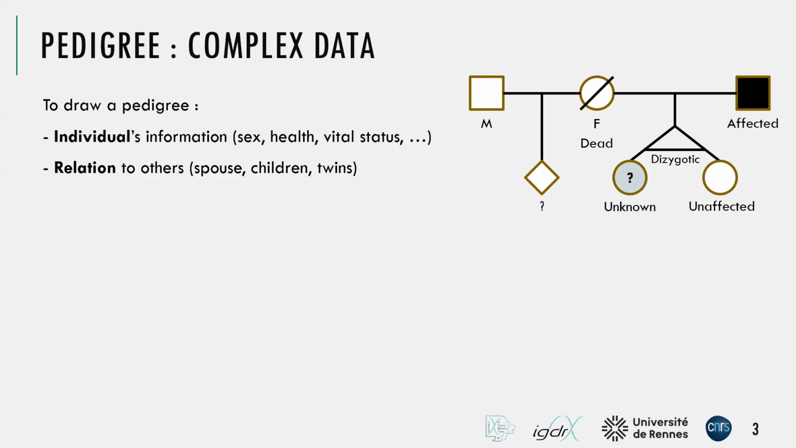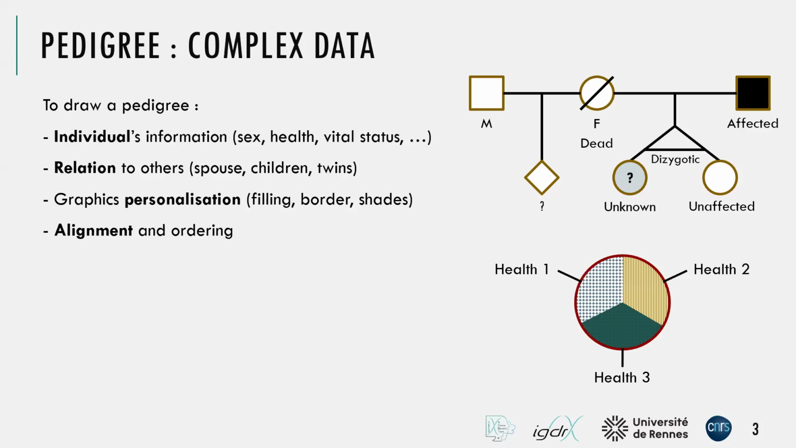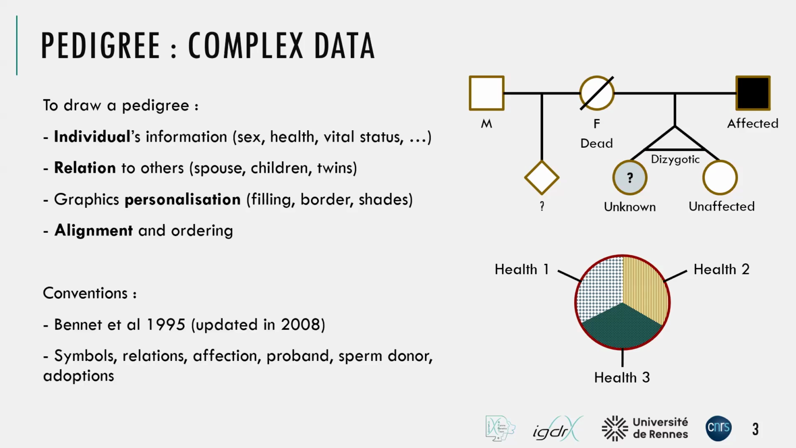It can be a spouse, a child, or a twin. You also need to know how each affection and trait needs to be represented in the pedigree for filling, bordering, and shades, and how to align each individual in regard to each other. The first convention to standardize how the pedigree drawing is written was in 1995. They described how each symbol, relationship, and other information needs to be represented.